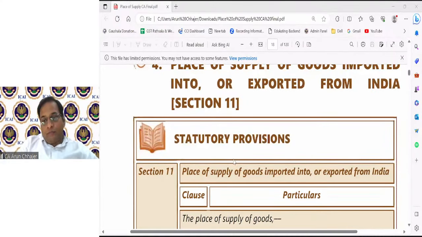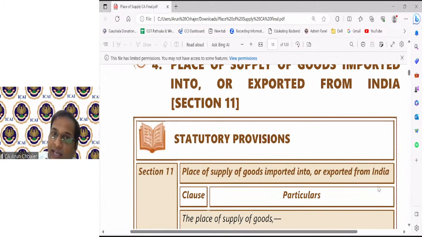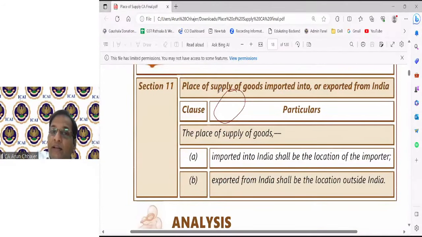Now, in case of the export of the goods and import of the goods, what is the place of the supply? Section 11 is very simple. It says that if you are importing the goods then place of the supply will be the location of importer. If you are exporting the goods, place of the supply will be outside India. Very simple.